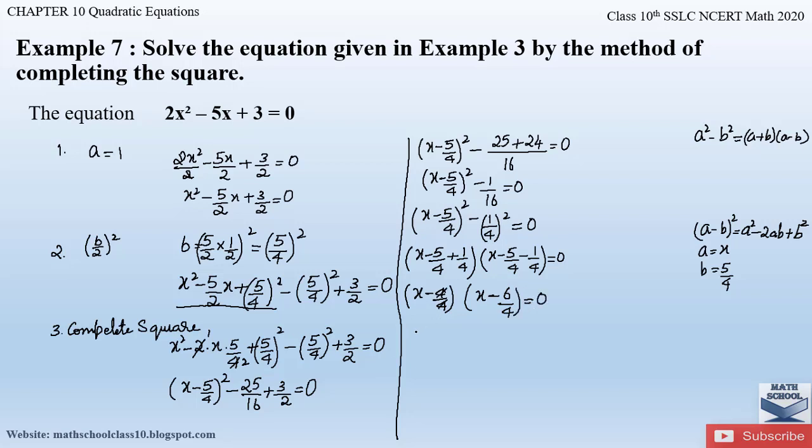4 and 4 will get cancelled. So you are left with x minus 1 into x minus 2 2s are 2, 3s are, so x minus 3 divided by 2 is equal to 0. So x minus 1 is equal to 0, or x minus 3 divided by 2 is equal to 0. Therefore, if we send this minus 1 to the right hand side, we are going to get x is equal to 1 or x is equal to 3 divided by 2.